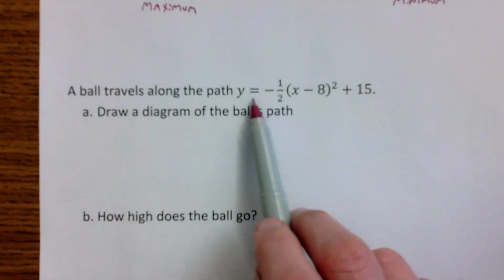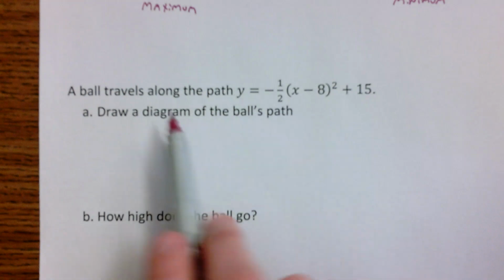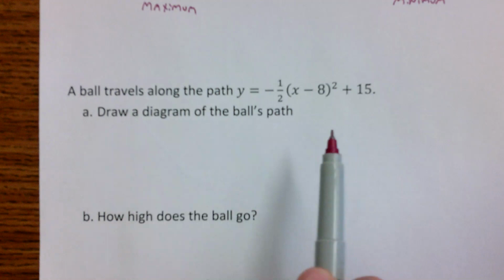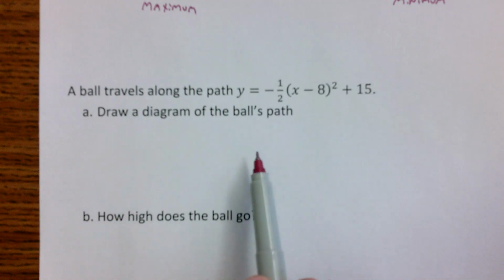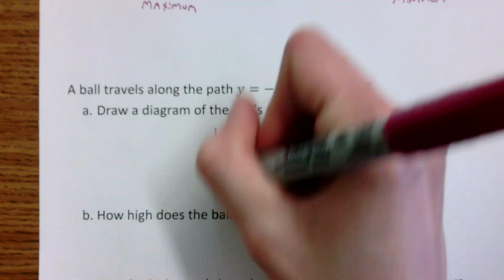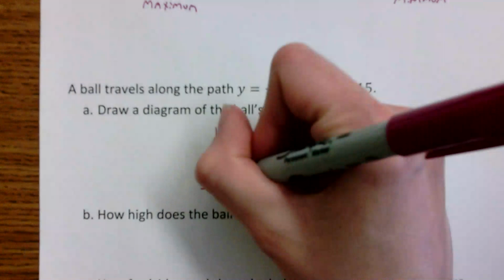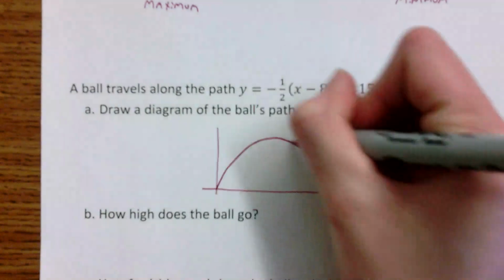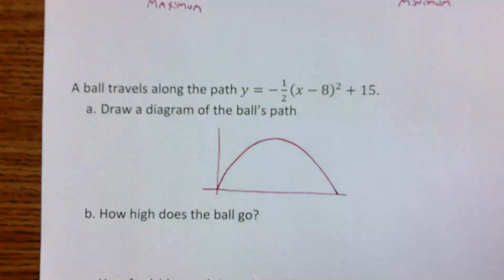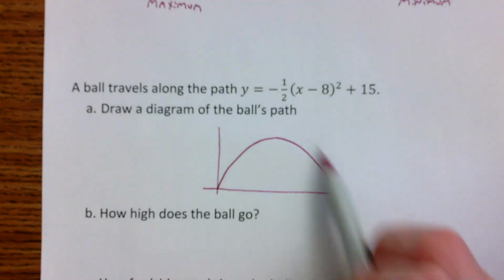So we talked before about how parabolas model a whole bunch of things. So this is a ball. The ball goes up and then comes back down. So when we draw a diagram of the ball's path, not really looking for too much here, here's going to be my little coordinate plane. Basically what this tells me is that the ball is going to go up and then it's going to come back down somewhere.